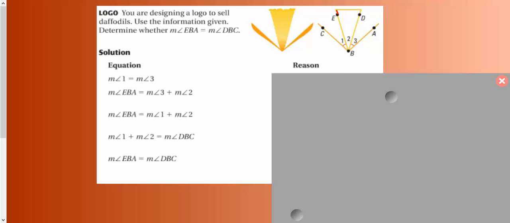Now they're always going to give you something. In this case, these little marks here on the 1 and the 3 mean that those are equal. So the measure of angle 1 equals the measure of angle 3, that is given. Okay, now we have EBA equals 3 plus 2. So EBA equals 3 plus 2.